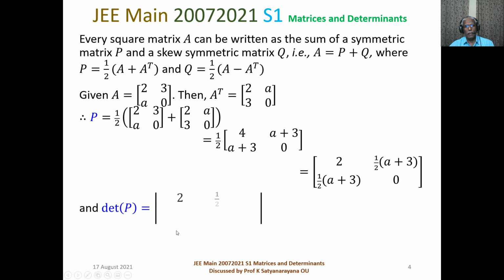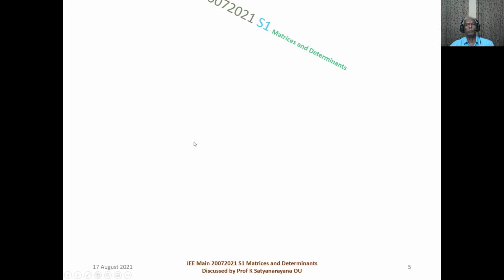Now calculate the determinant of P. The first row is 2, (1/2)(a plus 3); the second row is (1/2)(a plus 3), 0. The determinant of a 2 by 2 matrix with first row a, b and second row c, d is ad minus bc. So the determinant of P will be 2 into 0 minus (1/2)(a plus 3) into (1/2)(a plus 3), which is equal to minus 1/4 (a plus 3) whole square. We continue.